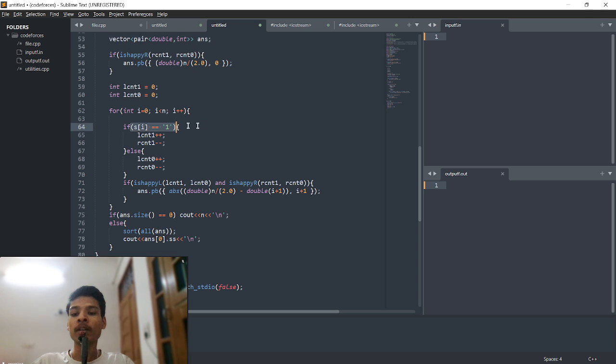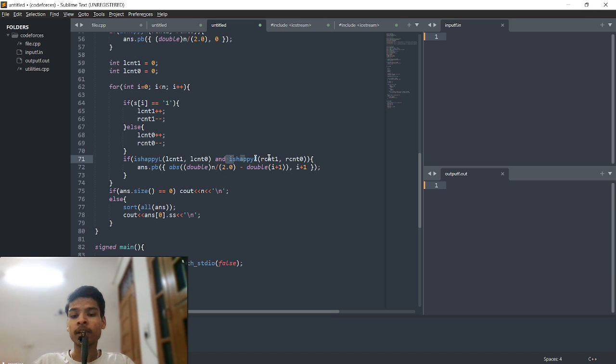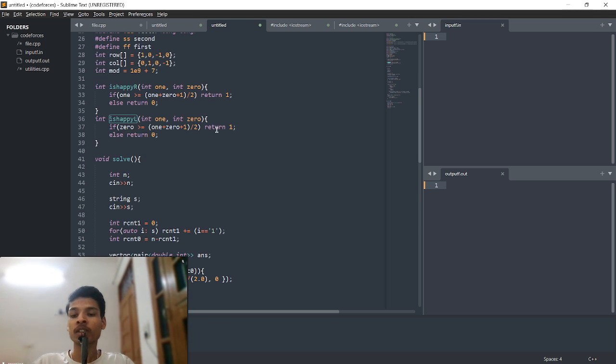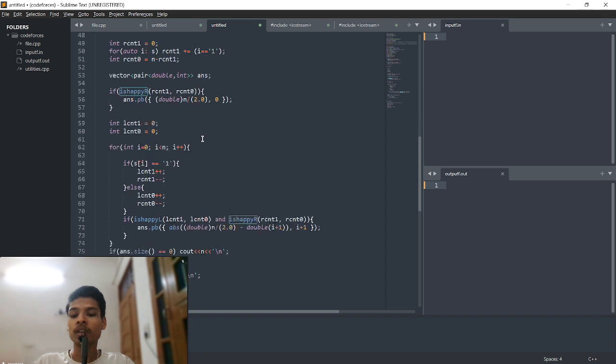If my current value is 1, I will simply increase my left count 1 and decrease my right count 1. If my current value is 0, I will simply increase my left count 0 and decrease the right count 0. And if my left part is happy and right part is also happy, then I simply push back n by 2 minus i in my answer along with the index. What is this function? My left part is happy when my number of zeros is greater than the number of ones, and my right part is happy when my number of ones is greater than zeros. So this is the right happy and left happy function.